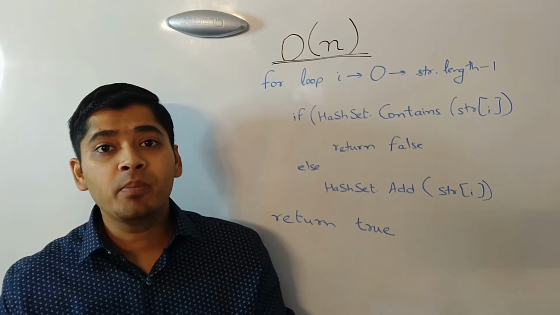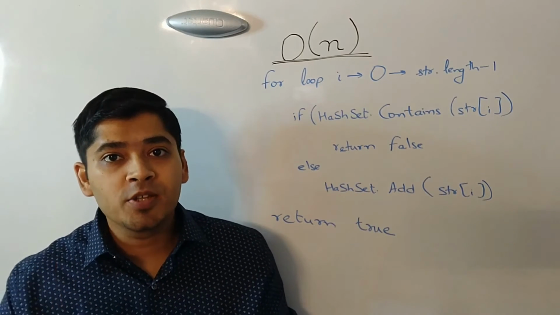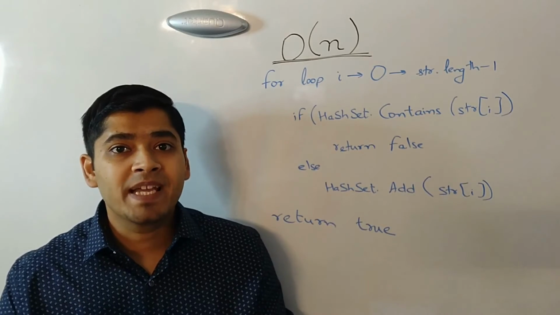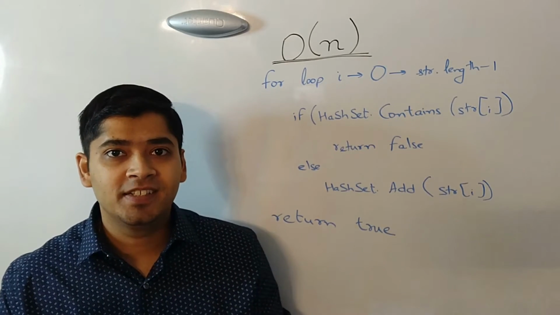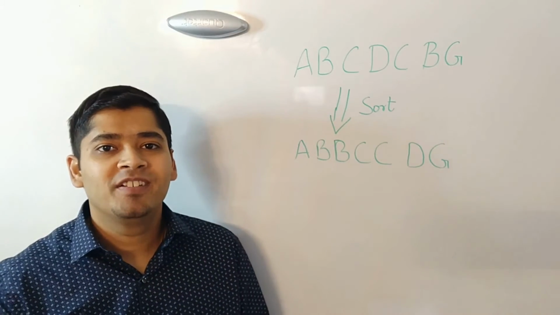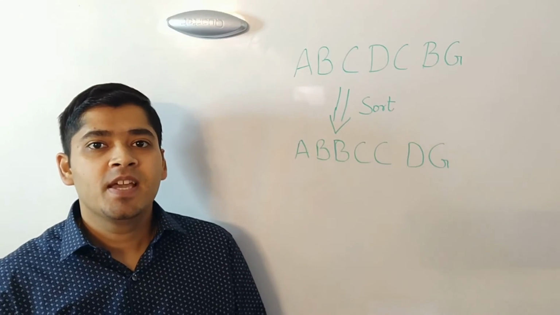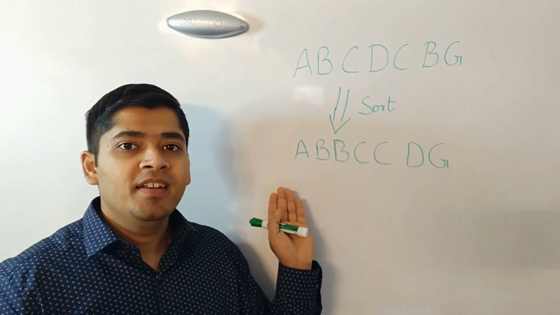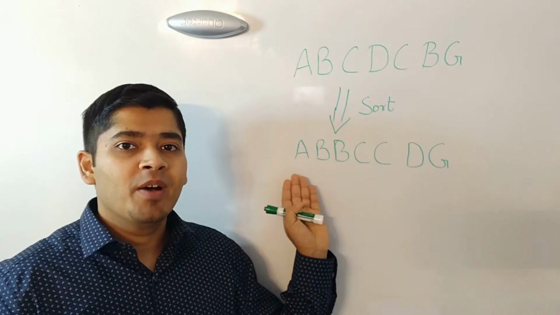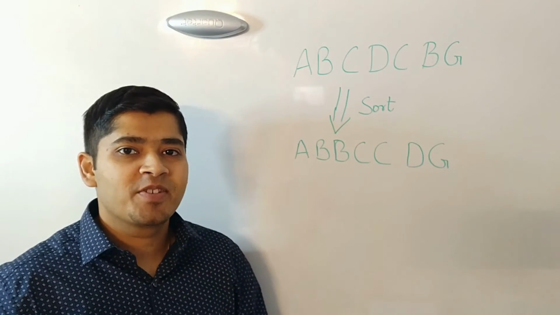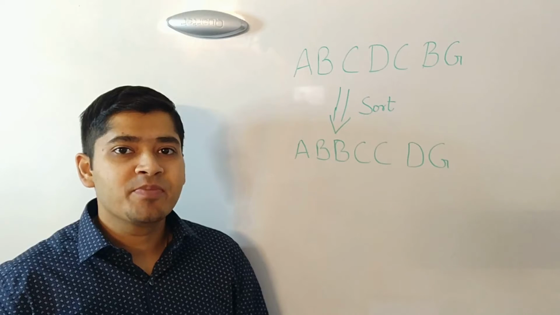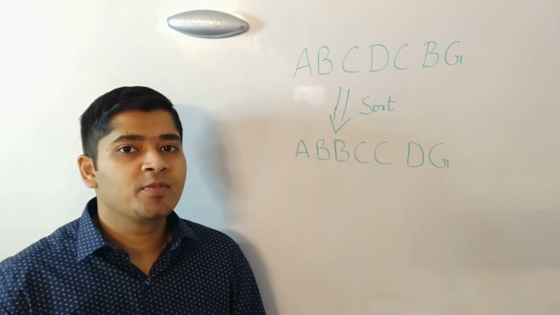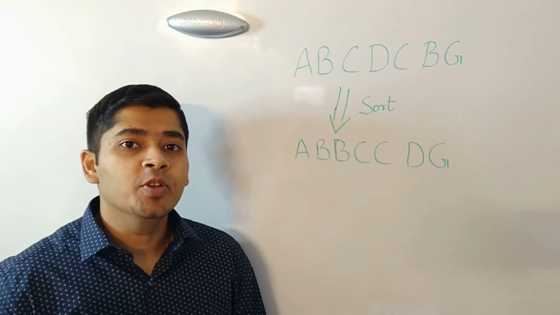Next, the interviewer might want you to do another solution, something which does not take the space complexity of O of n. The next solution, without using the extra space, is by sorting the string first and then running a for loop where you can compare the adjacent characters. If the adjacent characters match, that means the characters are not unique. Otherwise, the characters are all unique.